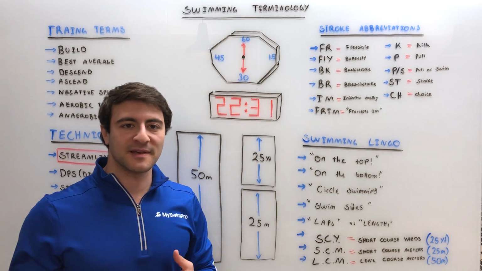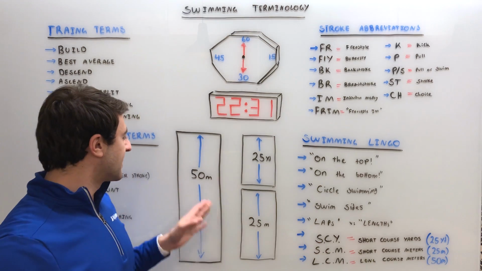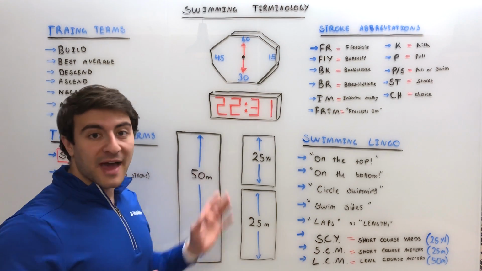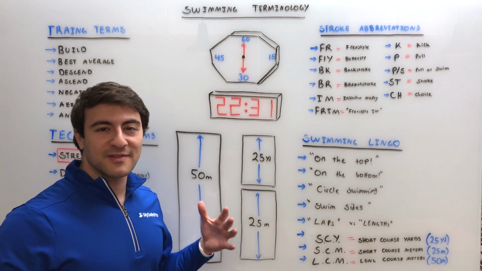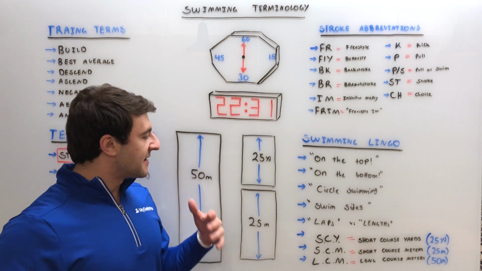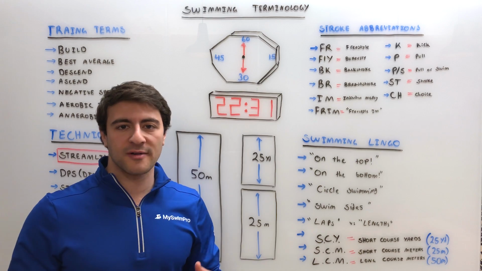If you watch the Olympics or any international swimming competition, most of the time it's going to be done in a 50-meter pool. That is the Olympic distance. But oftentimes most people don't get the opportunity to train in a 50-meter pool. It's much more likely that you're going to have a 25-yard or meter pool.